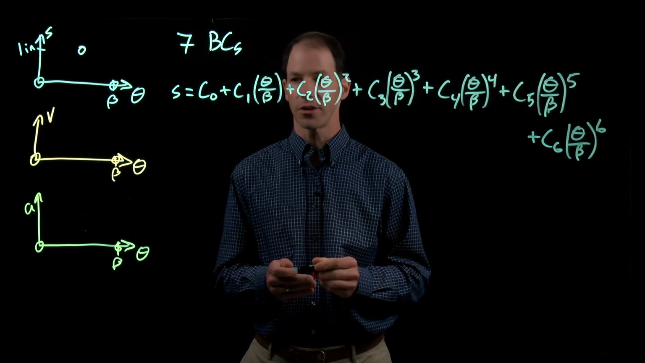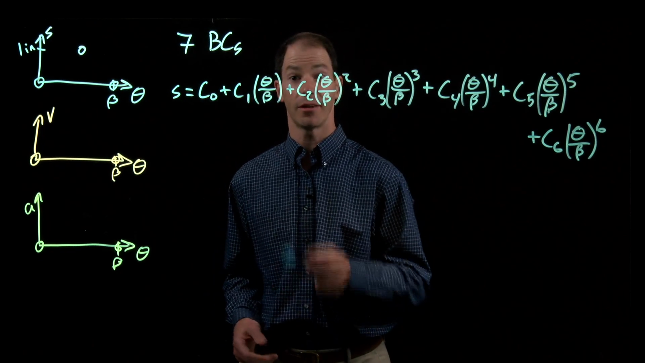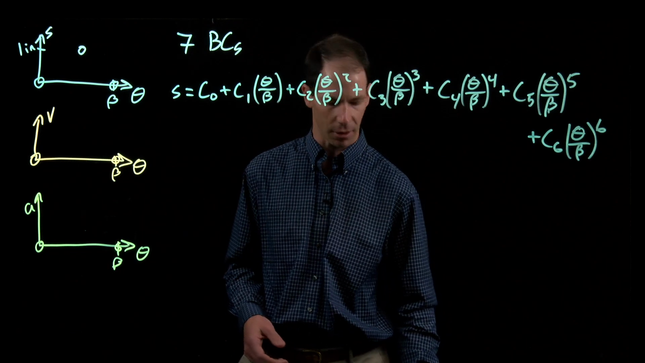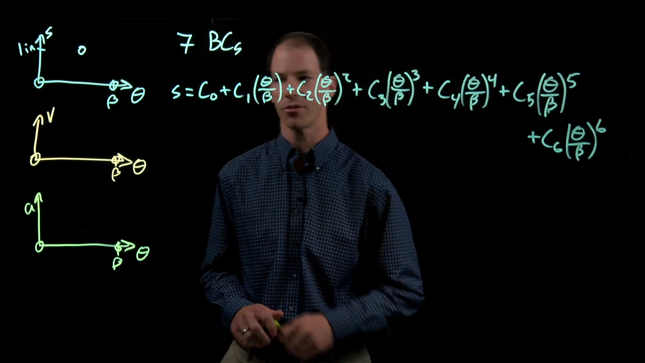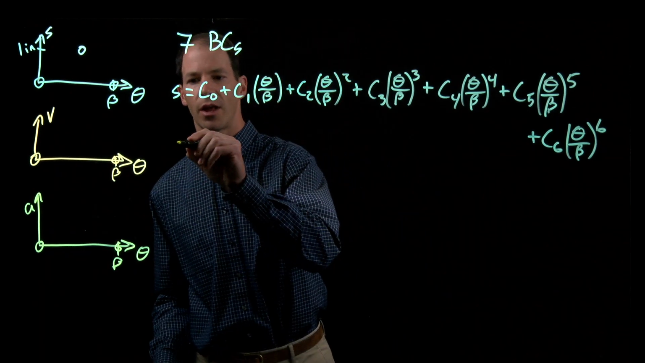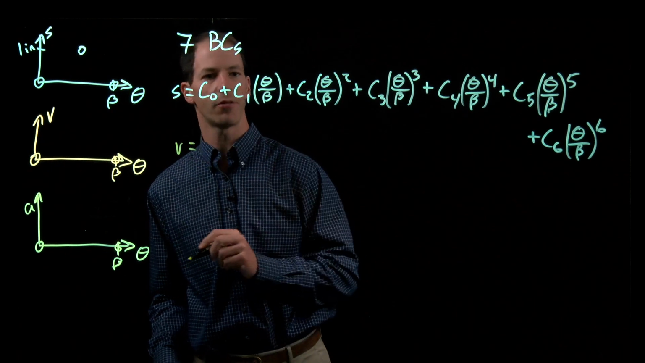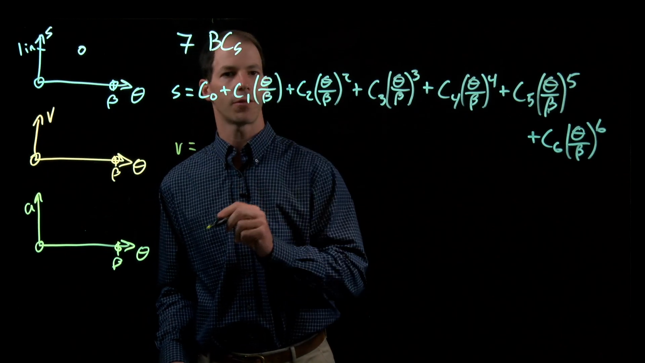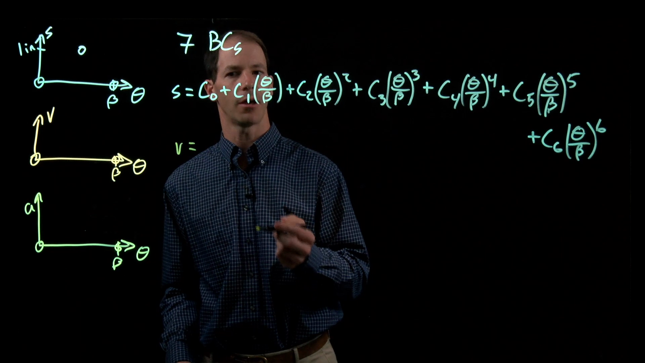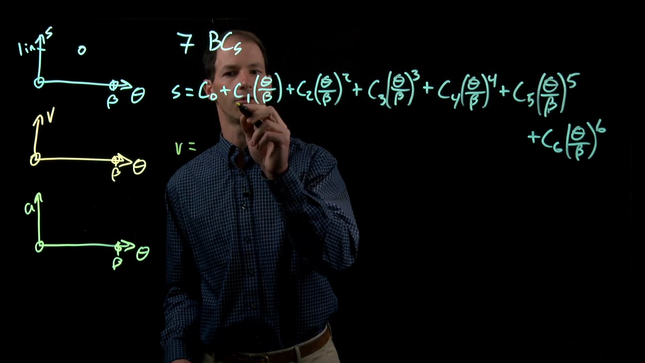Now what I'm going to do is take the derivative of the position and then take the derivative a second time to get acceleration. So let me go to my velocity equation first, where my velocity is going to be equal to the derivative of this. And you'll notice when I take the derivative with respect to theta here, my C naught goes to 0.